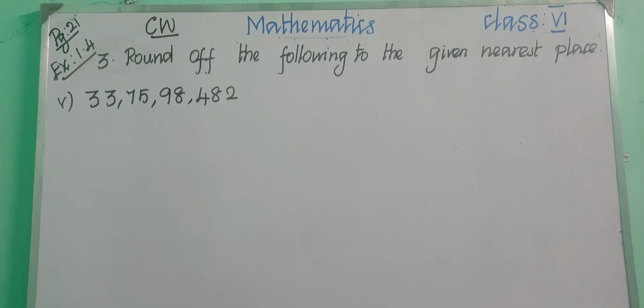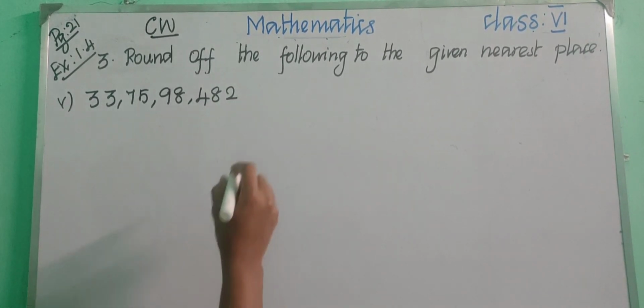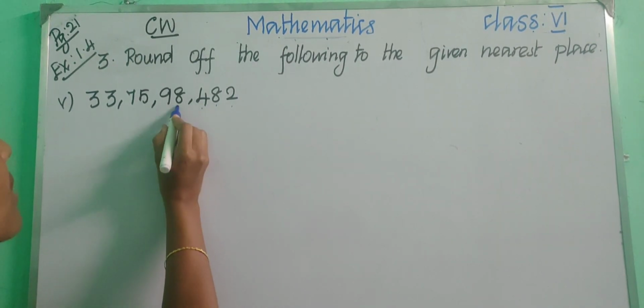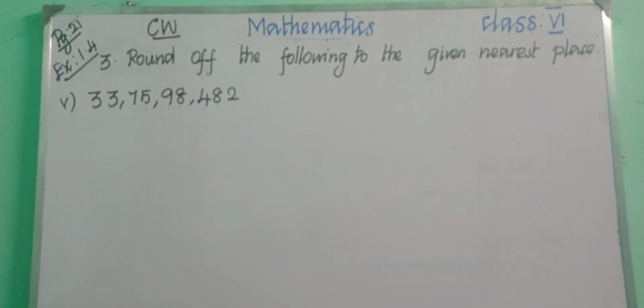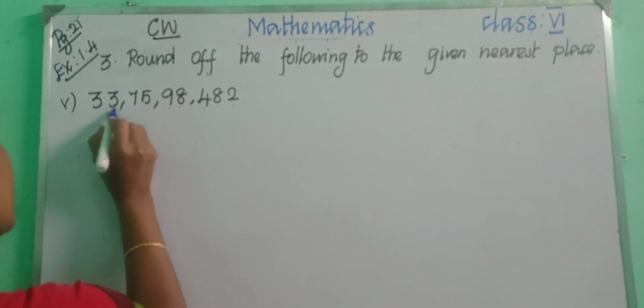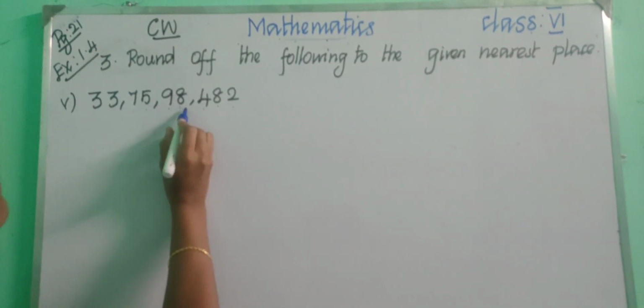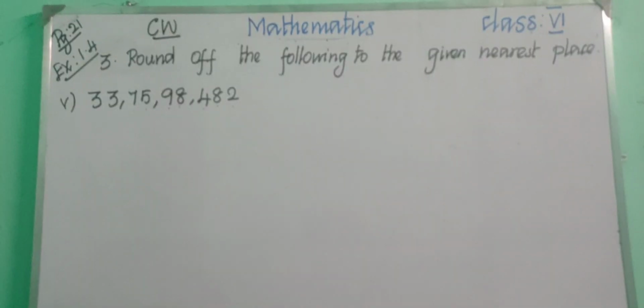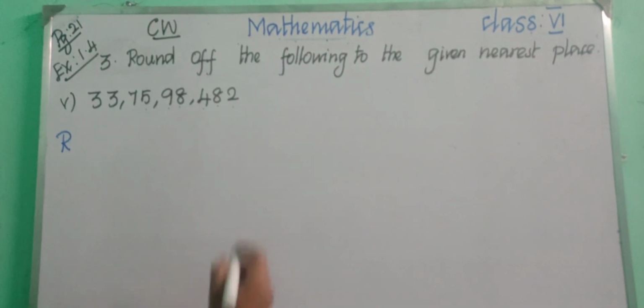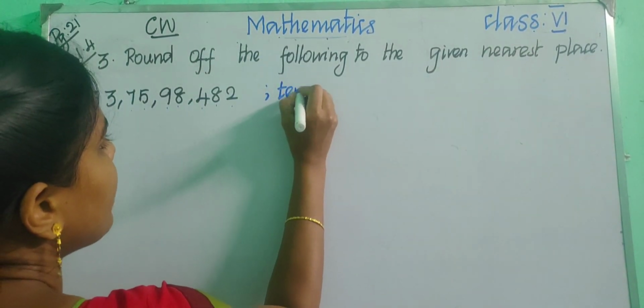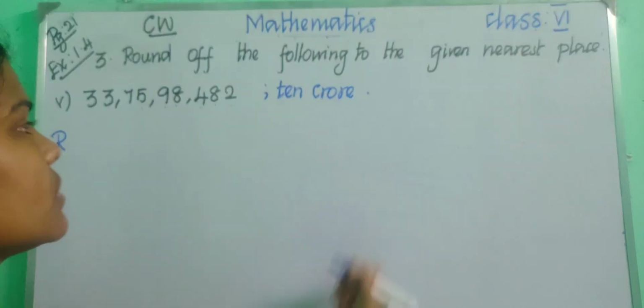Okay children, see the next one. Just say the place value: ones, tens, hundreds, thousands, 10,000s, lakhs, 10 lakhs, crore and 10 crore. So 33 crore, 75 lakhs, 98,482. 33 crores, 75 lakhs, 98,482. So let us round off this to the nearest 10 crore.